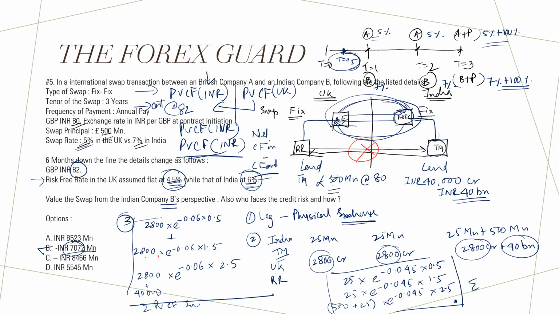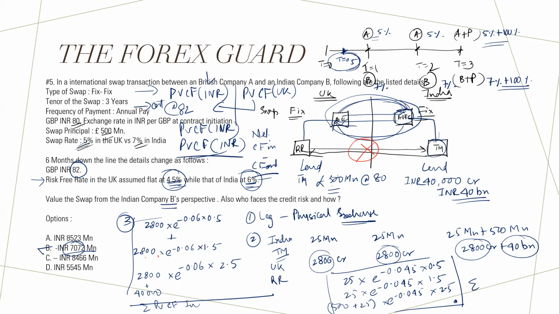Is the company in UK or the company in India? Which faces the credit risk? Indian company. Sorry? The Indian company faces credit risk as it is supposed to receive 7,000.